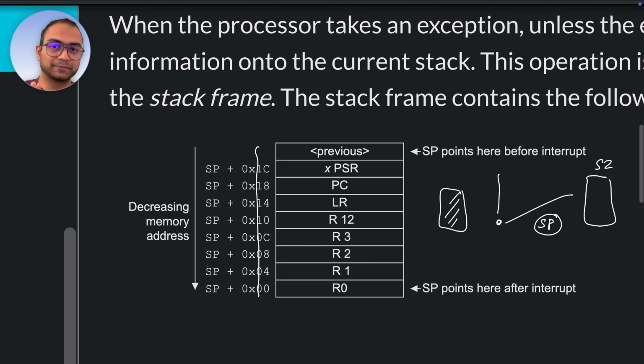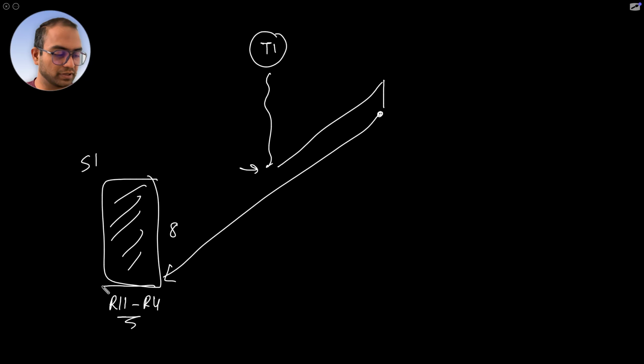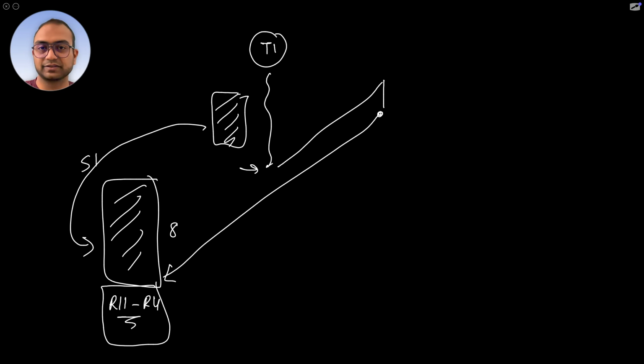So at that point, we were executing, let's say, T1. Let me pull up the whiteboard. We were executing T1, and an interrupt happened. As soon as the interrupt happened, 8 registers went onto S1 already. R11 through R4 did not go there, so we push them here. Once that happens, we have saved everything relating to T1 onto the stack. And now what we are going to do is change the stack to point to S2.